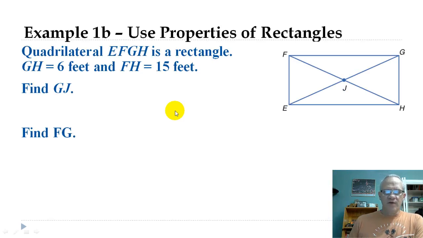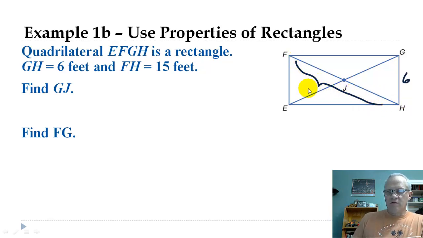All right, again, we have a rectangle. Let's fill in some things here. So we have GH is 6 feet, so there's 6 over there. FH, so this whole FH here is 15. Okay, I'm going to see if I can do this. So I did that little squiggly bracket there. So that whole thing from F to H is 15. All right, find GJ. Well, GJ goes from here to here.